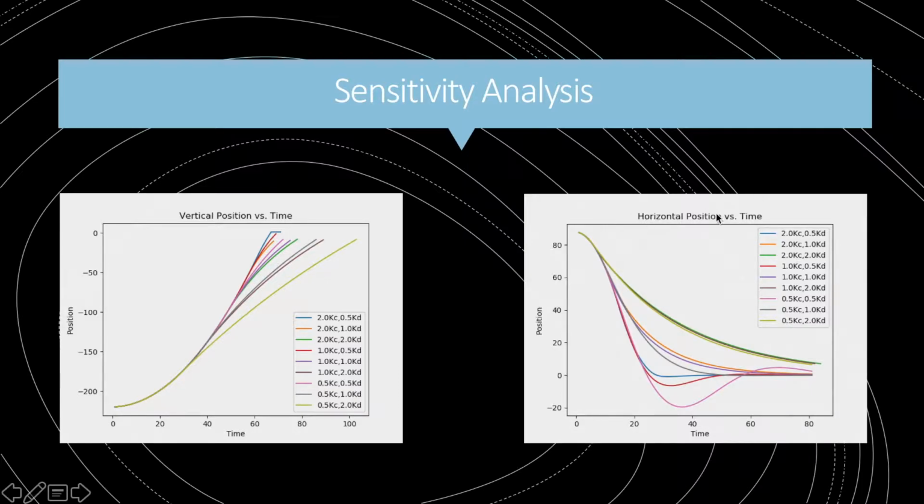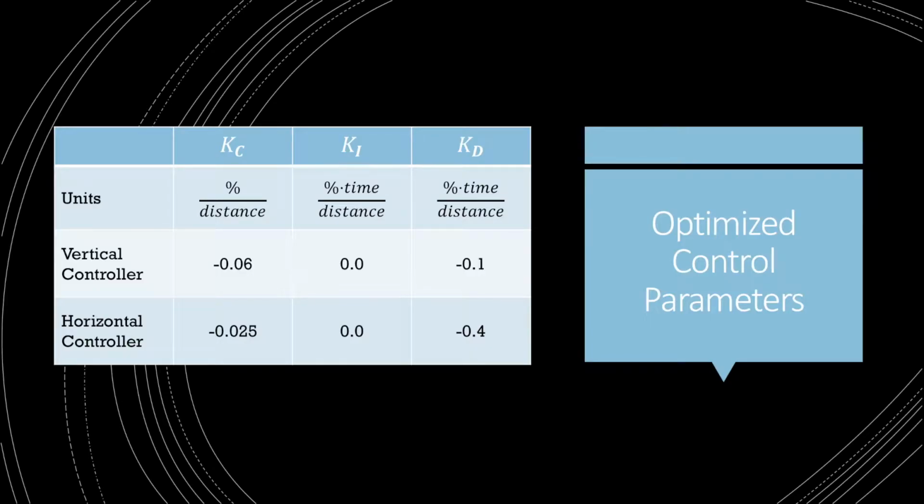For the horizontal position versus time, we found that this grouping right here of three minimized fuel consumption the most, but they didn't always land the lander. So we ultimately decided to go with some parameters from this grouping that minimize fuel consumption while also landing the lander in every instance. Here are the parameters we used. Ultimately, we made the integral term 0 because offset isn't a concern in this system.